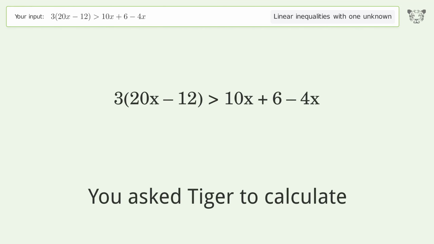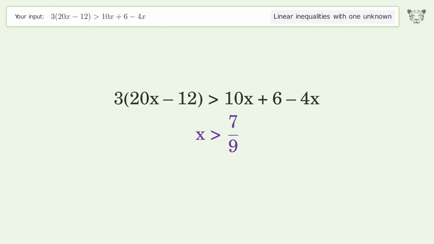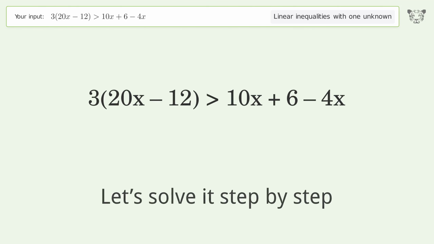You ask Tiger to calculate. This deals with linear inequalities with one unknown. The final result is x greater than 7/9. Let's solve it step by step.